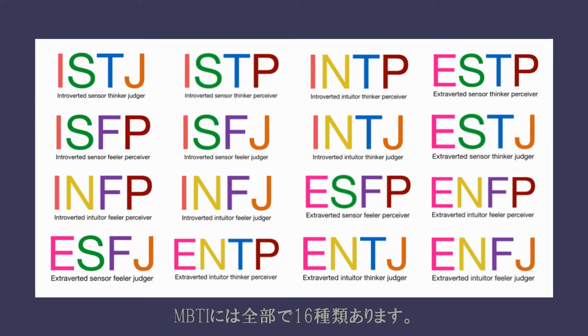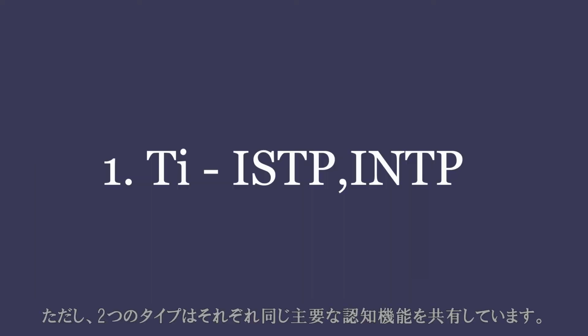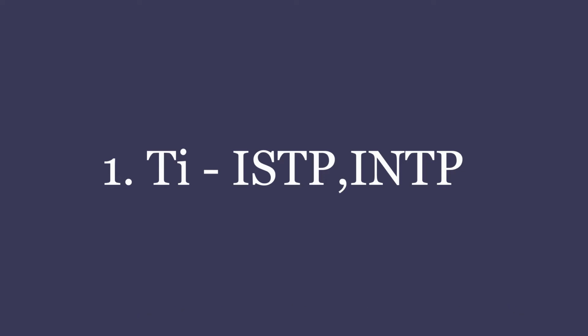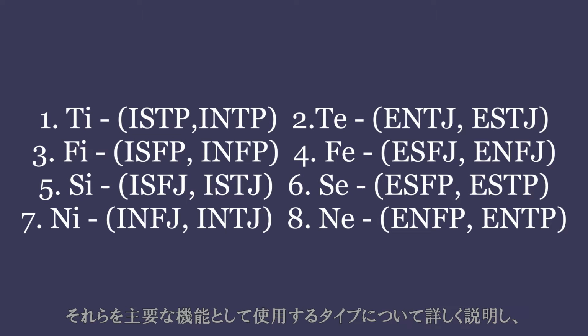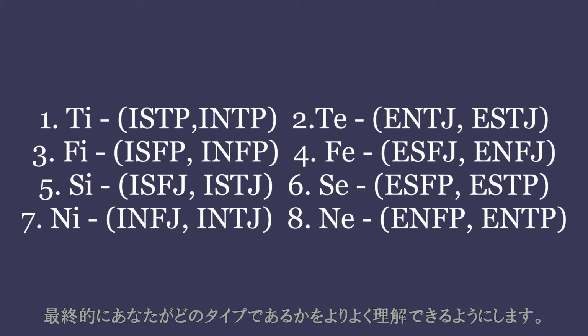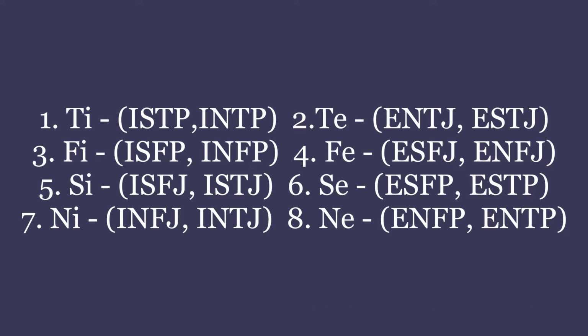As you probably guessed from the name 16 personalities, there are a total of 16 types in MBTI. However, each type shares the same primary or dominant cognitive function. In this presentation, we will be covering the 8 cognitive functions in detail, as well as which types use them as their dominant functions so that you will have a better understanding of which type you are at the end.